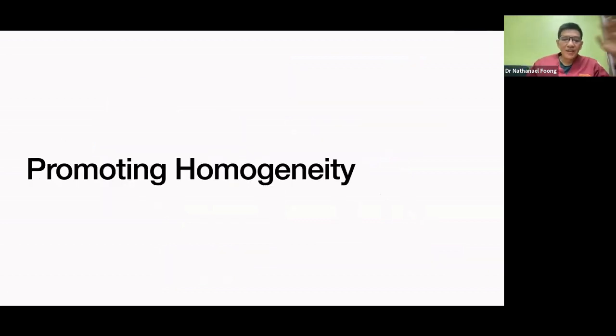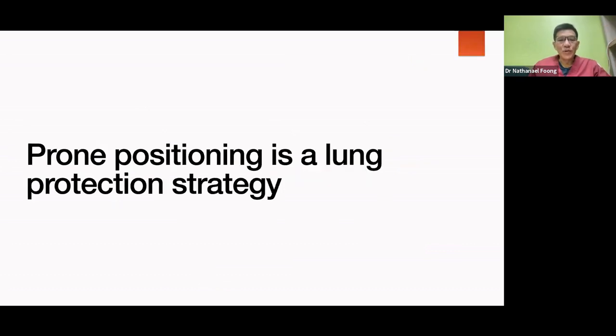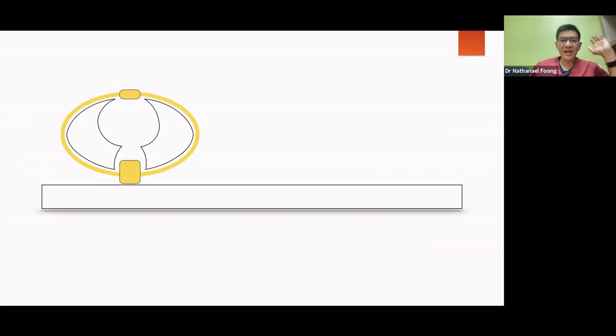So the last part of the talk is promoting homogeneity. As you know, inhomogeneity causes stress concentration, and stress concentration causes more stress injury, right? So prone position, I would like to change the concept of how we think of prone position. Most of the time we use prone as a rescue therapy to improve oxygenation. But prone position itself is a lung protection strategy.